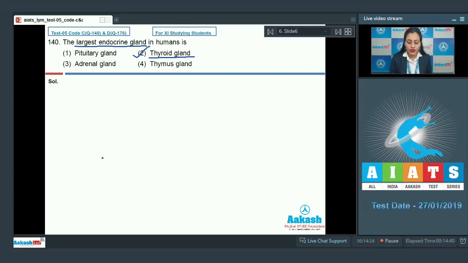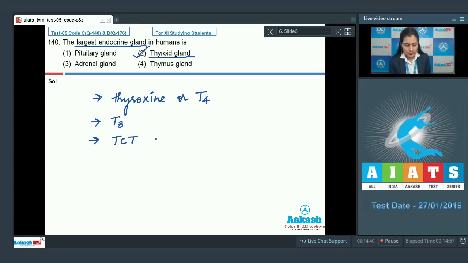It secretes mainly 3 hormones, which are thyroxine or T4, T3 and TCT, thyrocalcitonin. So this is the correct answer to our question.